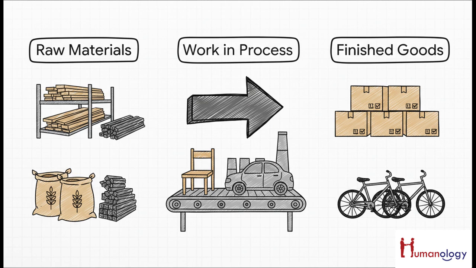Then you've got work in process inventory. These are the half-built chairs, the partially assembled engines. They're literally in the middle of being transformed. And finally, you have your finished goods inventory. The completed products, all shiny and new, ready to be shipped out.